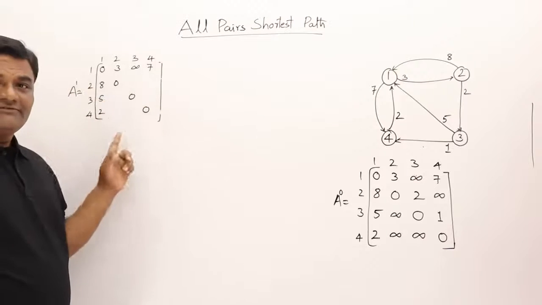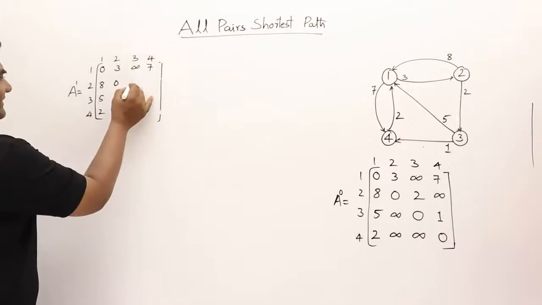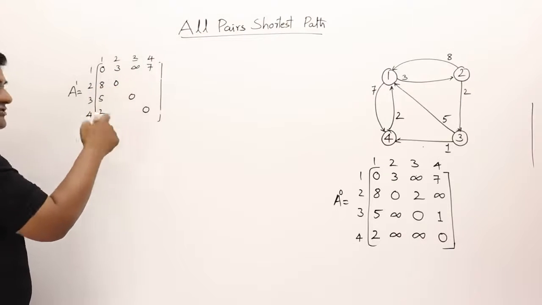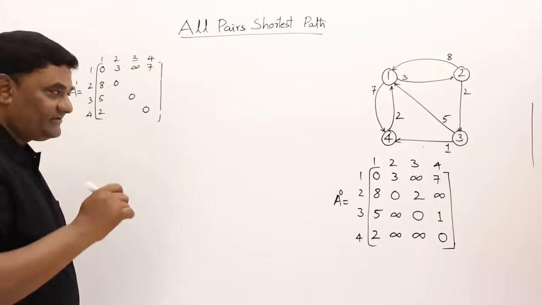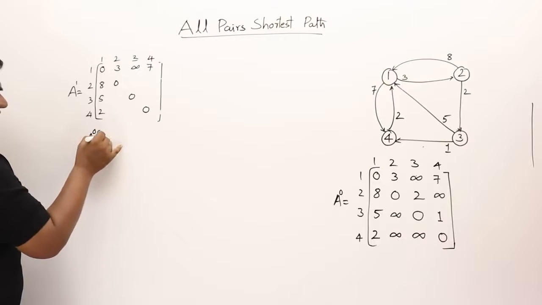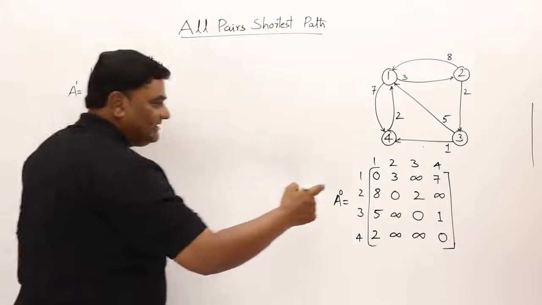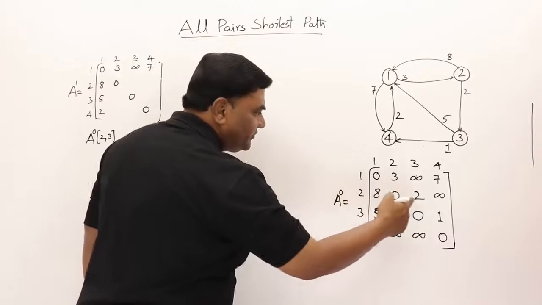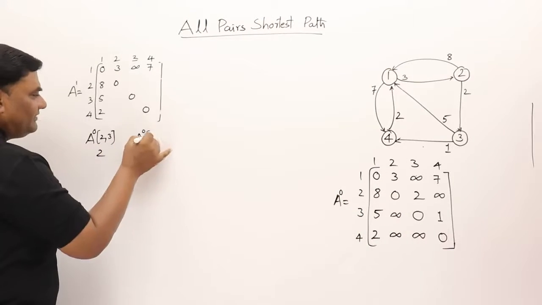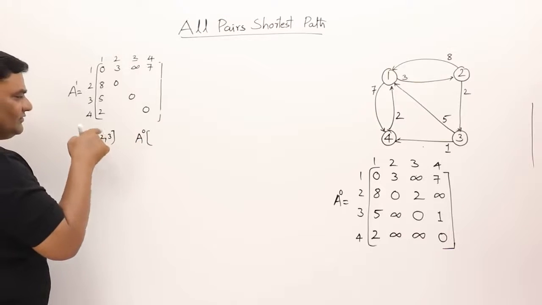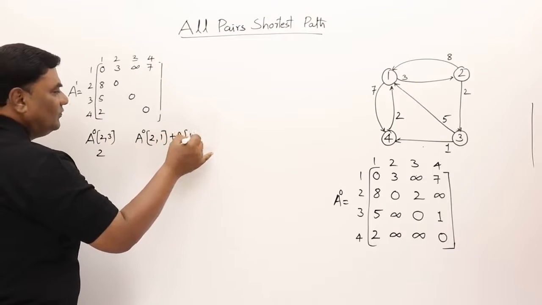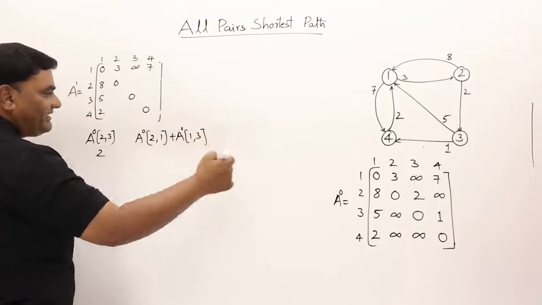Now the remaining values I have to find out. First let us check this one, that is 2 to 3. How do we check whether there is a shorter path via vertex 1 or not? For 2 to 3 I will take A0 of 2 to 3. What is there in this matrix for 2 to 3? It is 2. And now in between I should include vertex 1, so 2 to 1 and 1 to 3 from those matrices.